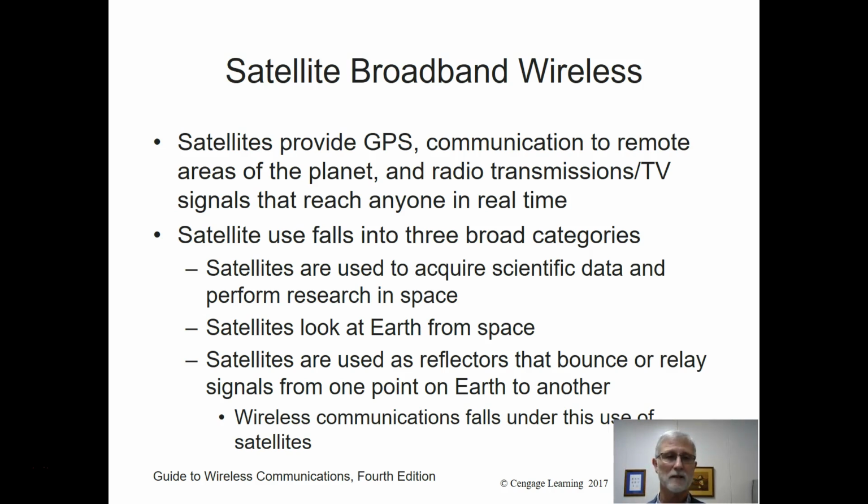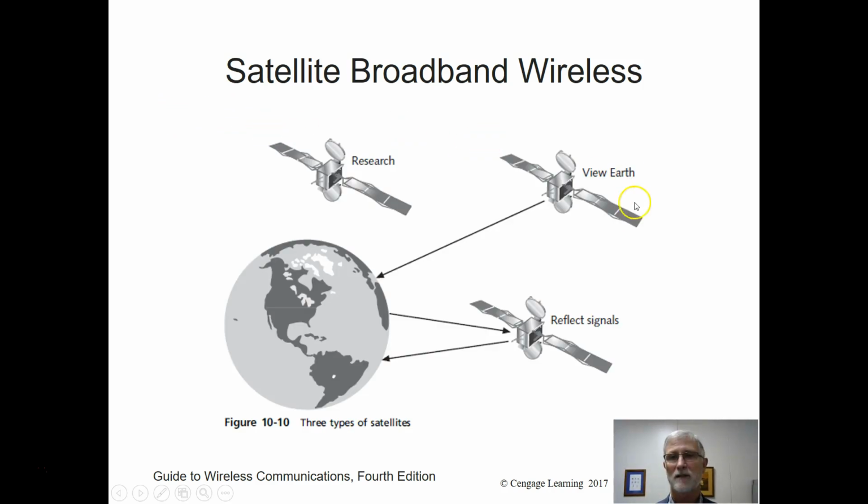Satellite communication kind of falls into 3 different broad categories. One is to acquire scientific data from research in space, or it's looking down at Earth and gathering information from Earth, or it's used to reflect and bounce data back and forth and relay signals from one point on the Earth to another. And this is where the wireless communication can fall into that category.